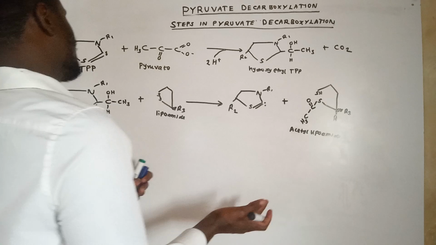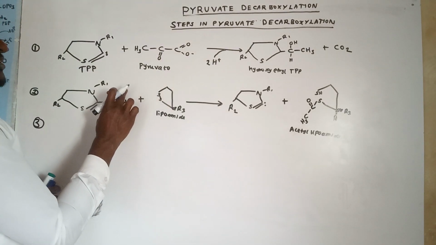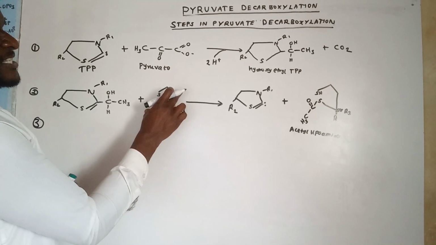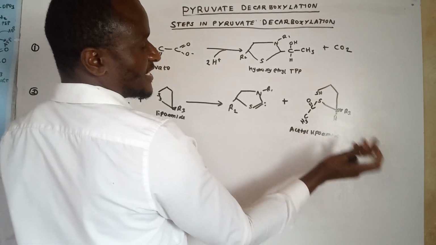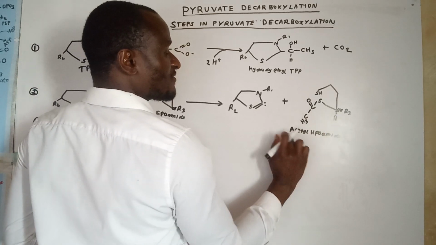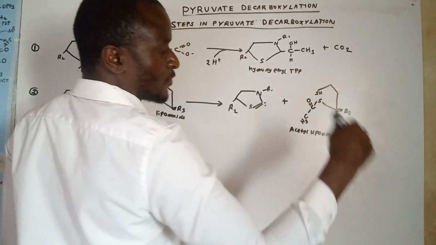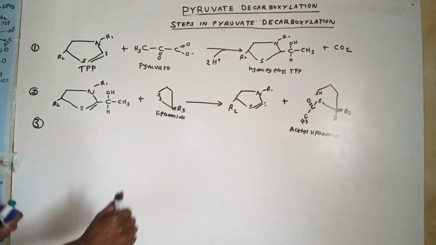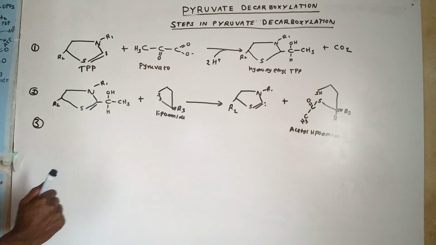So the importance of putting this particular group onto lipoamide is to activate it to become acetyl lipoamide. So the next step will be the transfer of the activated acetyl group from acetyl lipoamide onto coenzyme A to form acetyl-CoA. So that is step number 3.